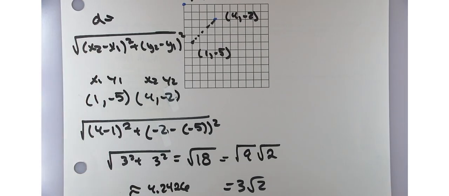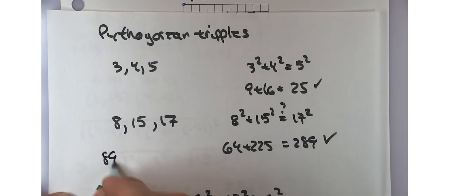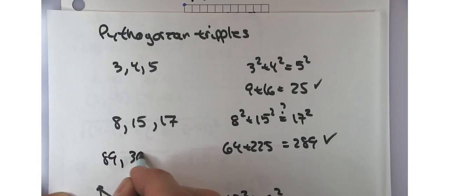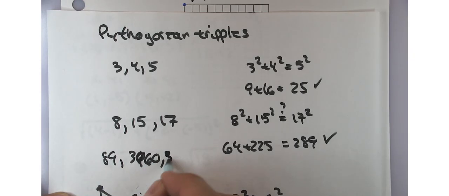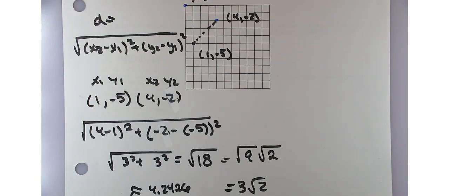Don't expect to always get even numbers. Those even numbers are nice when you get them, your Pythagorean triples, and what was it, 89, 3,960, and 3,961. That's another Pythagorean triple. Like I said, it's the biggest one I know off the top of my head. That's not a multiple of something smaller.